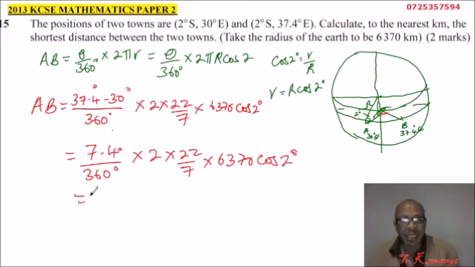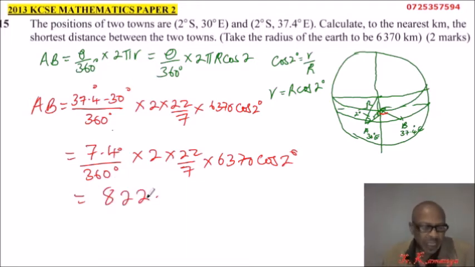Using a calculator, you just say: 7.4, you divide by 360, then you multiply by 2, then you multiply by pi, then you multiply by 6370, then you multiply by the cosine of 2, and that should give you 820.212121, sort of a recurring decimal.